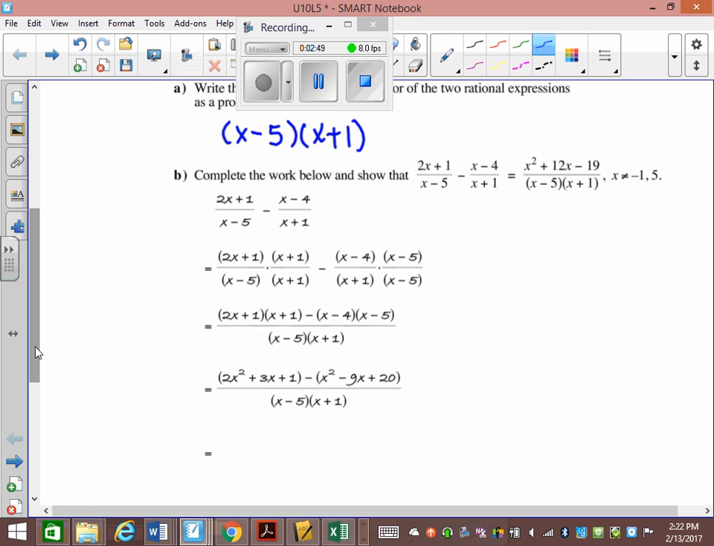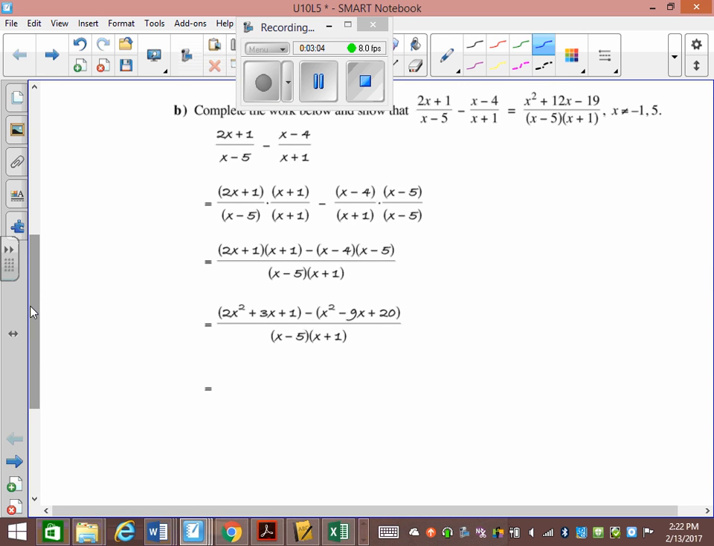So basically, I have a common denominator of both, right? So I can write them all over one denominator. So I can go 2x plus 1 times x plus 1 minus this times this. We agree? Then they still leave the bottom separate, x minus 5 times x plus 1, but they FOIL this out. So 2 times x is 2x squared. 2 times 1 plus 1 times x is 3x. So they put them together. And then 1 times 1 is plus 1.